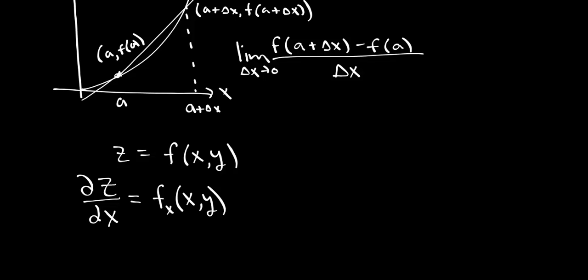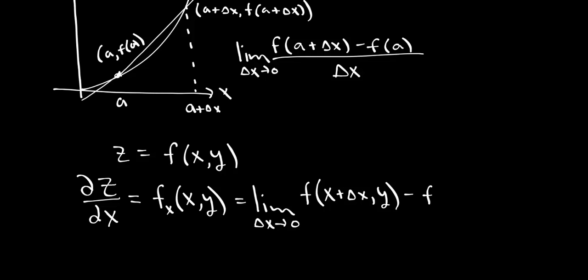Now, as far as the definition, it's going to go like this. The definition of the partial of z with respect to x, we're still going to have a limit, and we're going to have delta x going to 0. But the function is going to look a little different because we're going to have f of x plus delta x, comma y, minus f of x, y, all over delta x. And this is how we're going to define the partial of z with respect to x.